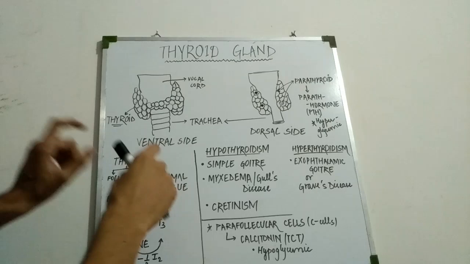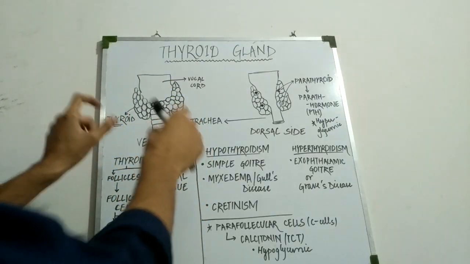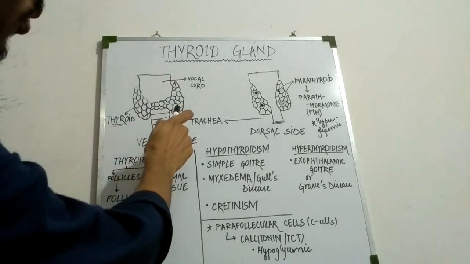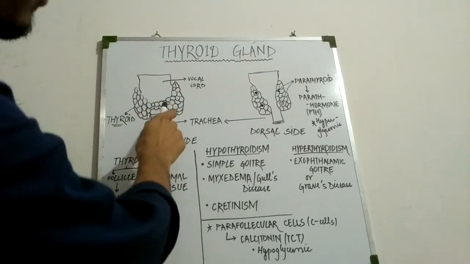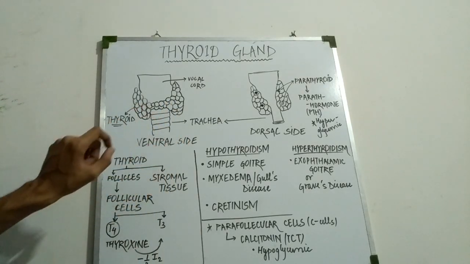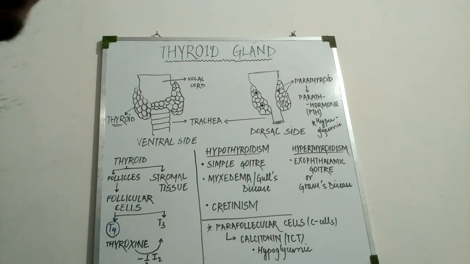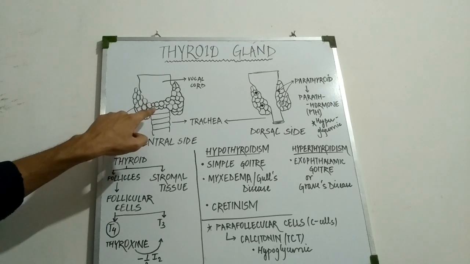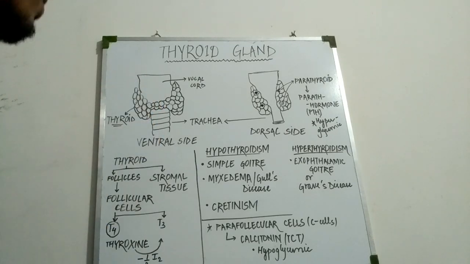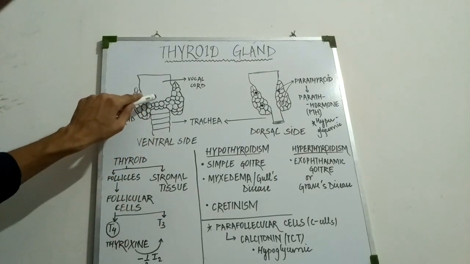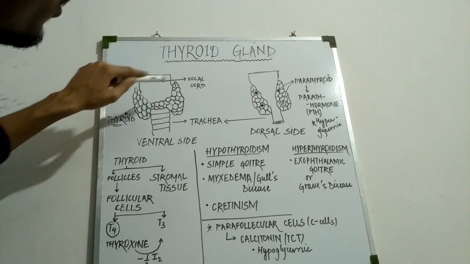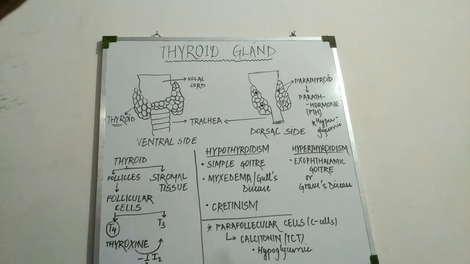Basically there are two lobes of thyroid gland, lobe 1 and lobe 2, and they are joined at the center part of the ventral side. This part is joined by a flap of connective tissue which is known as isthmus. This flap of connective tissue, the isthmus, is joining both the thyroid lobes. I'm repeating continuously because these things are mentioned in the NCERT line by line, so please focus on them.